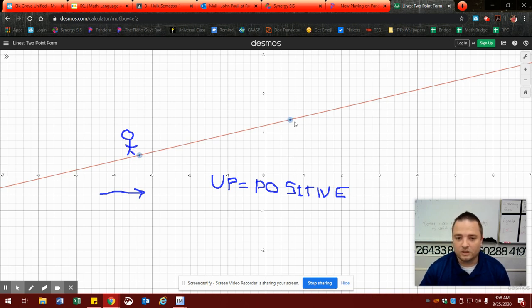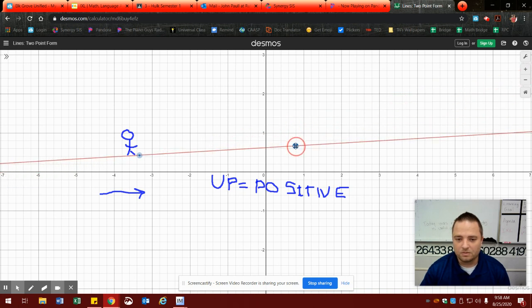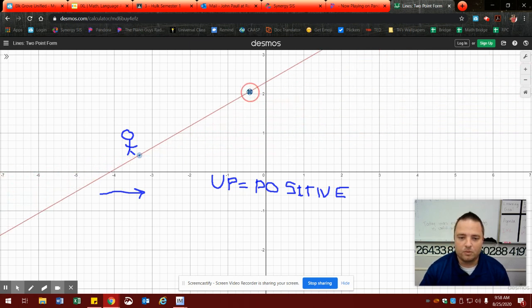Okay, but is that the only slope he can walk up? Well, let's just think about it for a second. If I move this down this way, when he moves from left to right, is he still moving up? Well, yeah, then that's also another example of a positive slope. And if I move this other point over here, is that still considered a positive slope? Yeah, he's still walking up. These are examples of positive slopes.